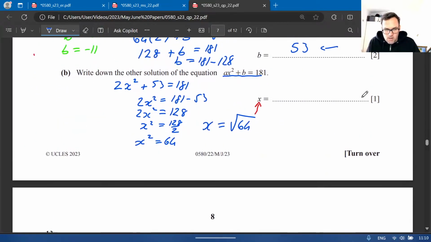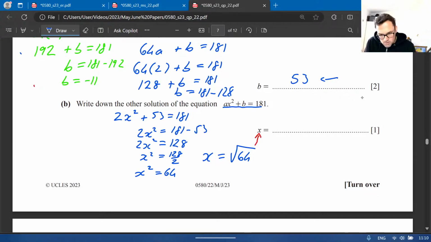So what could the other one be? Well, of course, when we square root something, there are 2 answers. So it's a positive or a negative 8. So it will be negative 8. They didn't want you to work it out. You should know it's negative 8.